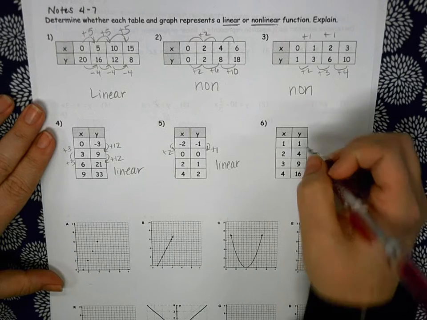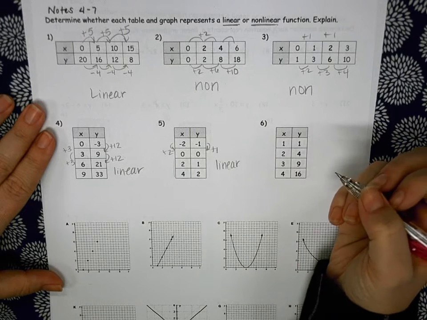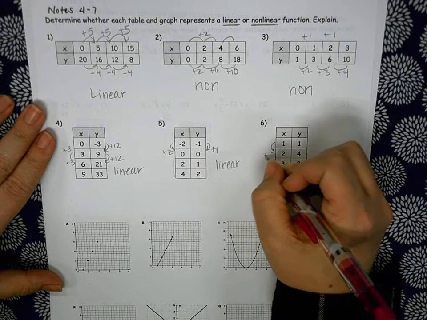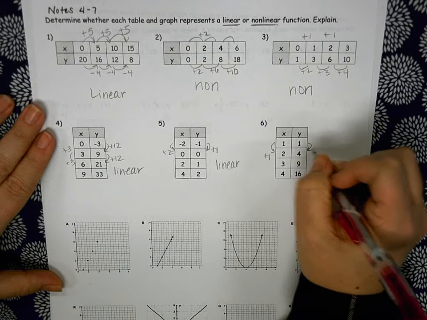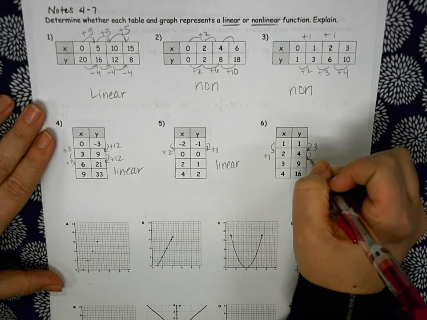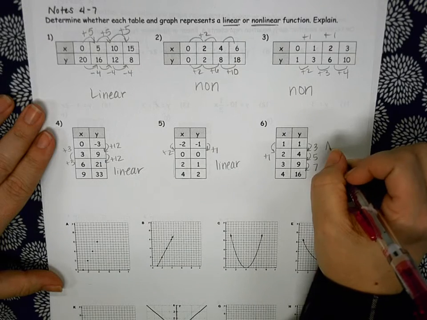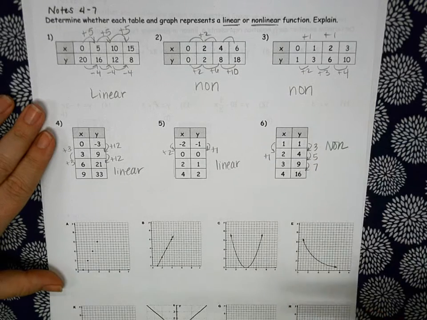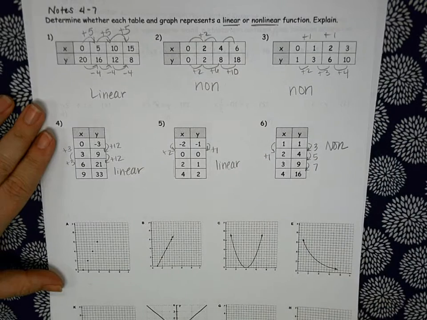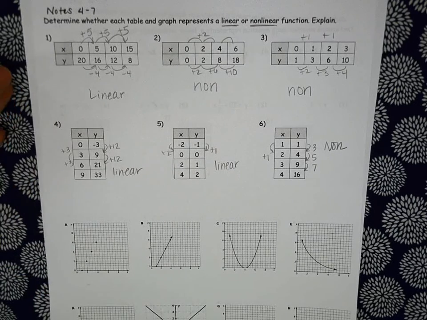Number 6. X's are going up by 1. The y's are going up by, let's see, 3, 5, and 7. So definitely non-linear. All right, now it's pretty easy to look at a graph and tell. It's easier than a chart, right?